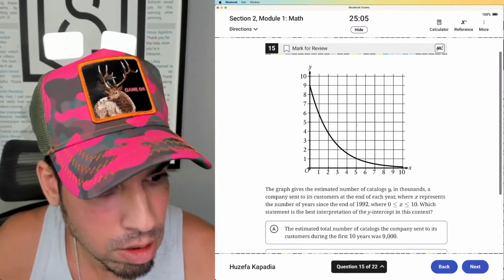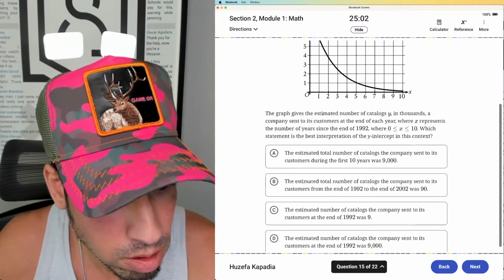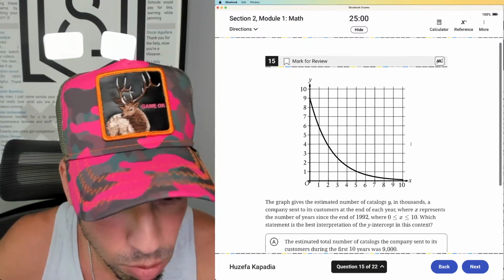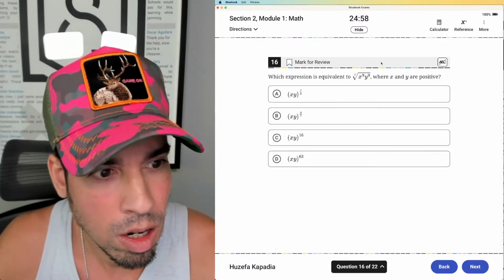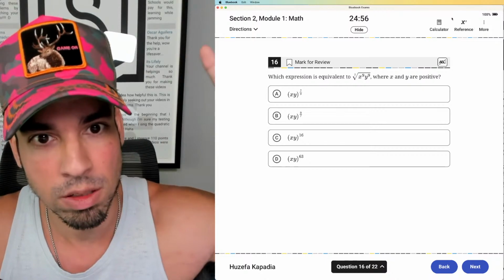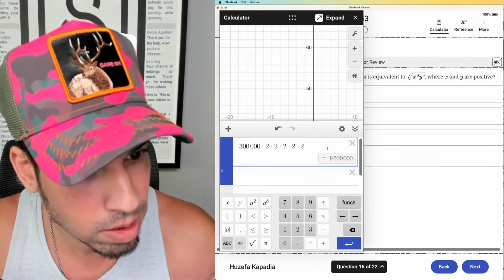All right, next, the graph invites... Nope, can't really do this with Desmos. This is an interpretation problem, so we've got to skip it. This one you can do with Desmos. Watch this. Ready? This is going to be amazing.